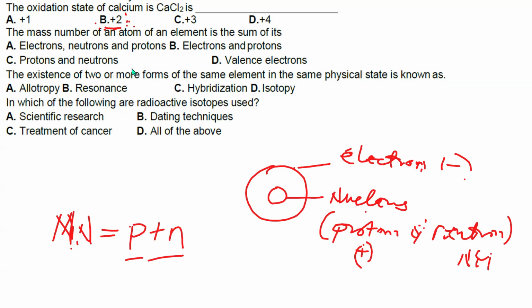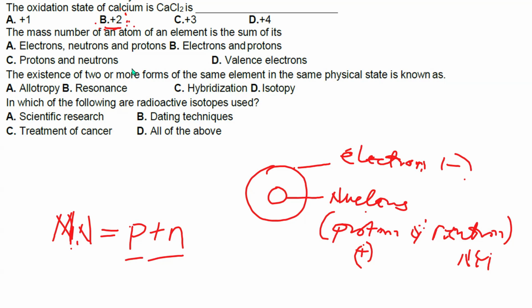Then the next question: the existence of 2 or more forms of the same element in the same physical state is said to be allotropy. The answer is allotropy. Then, which of the following is an application of radioactive isotopes? It is actually A: scientific research, dating techniques, and of course the treatment of cancer.